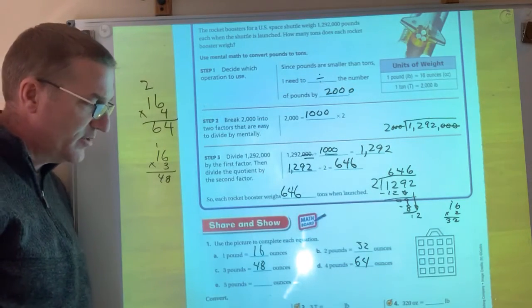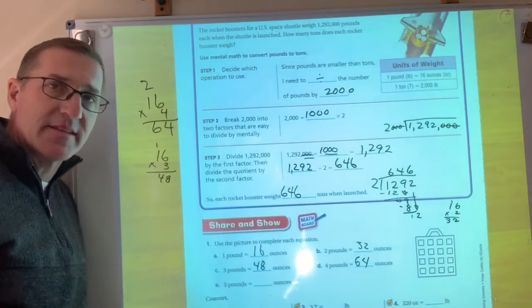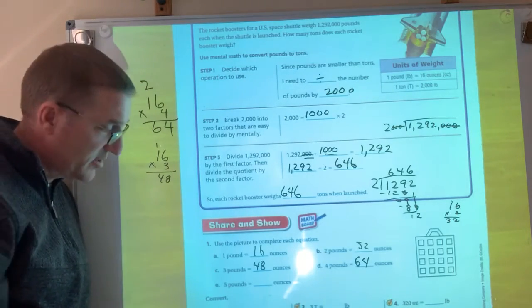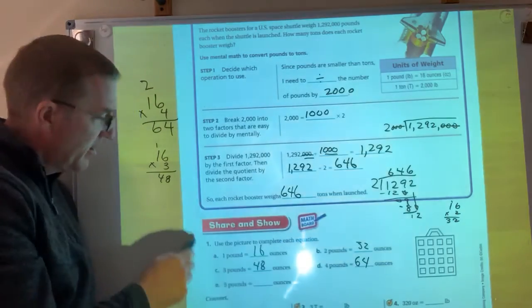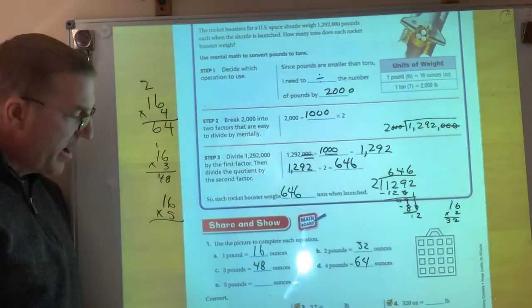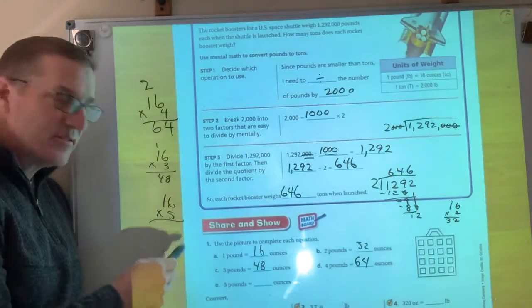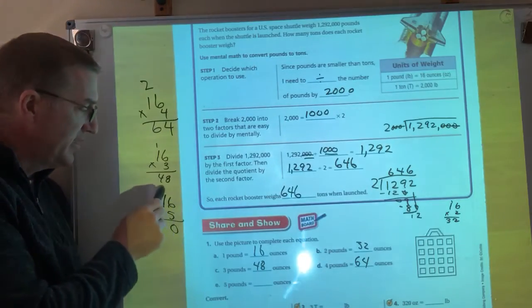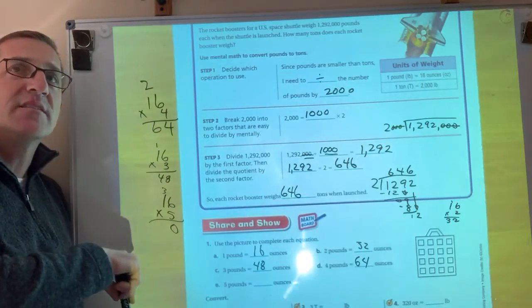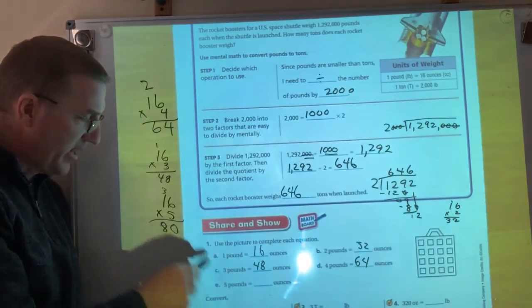There's lots of different ways to do this, but most of the time you're not going to get a pattern like this. You're going to have to multiply, or repeatedly add, which is multiplication. And then I'm going to get to here, 16 times 5. All right, 6 times 5 is 30. That's an easy one. Then 5 times 1, 5 plus the 3. Got my 80, right?